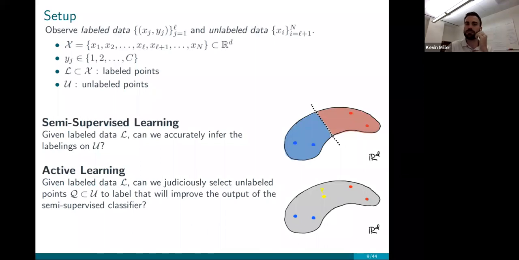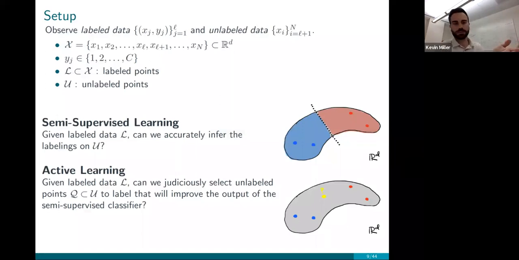We've observed some labeled data in the form of input-output pairs x_j with labels y_j for a small amount of these pairs, and then an ample amount of unlabeled data, which has just the inputs x_i. By the set curly X, I'll denote the set of all the inputs, and the y_j's we'll be assuming are for a classification task. So the y_j's will be integers between 1 and capital C, where capital C is the a priori assumed number of classes in our classification task. Curly L will then denote the set of labeled inputs, and curly U the set of unlabeled inputs.